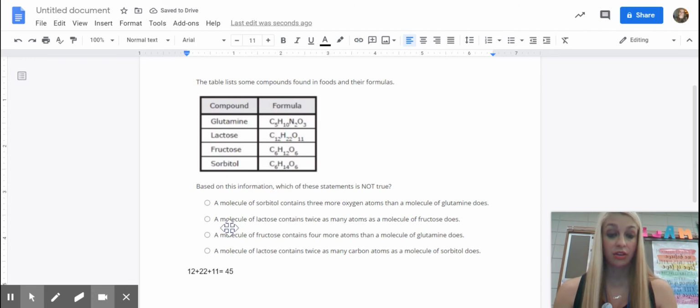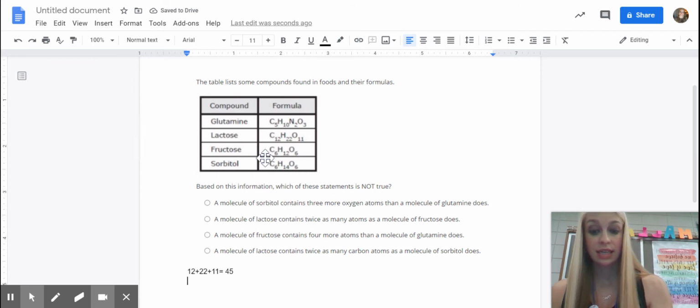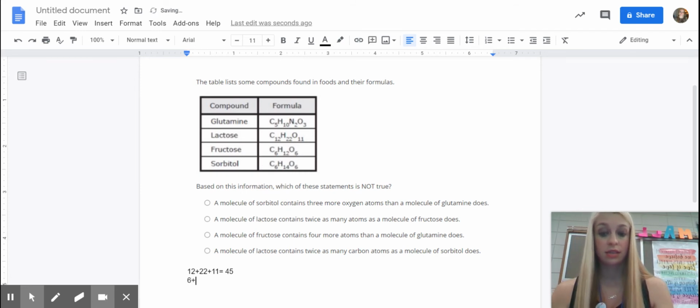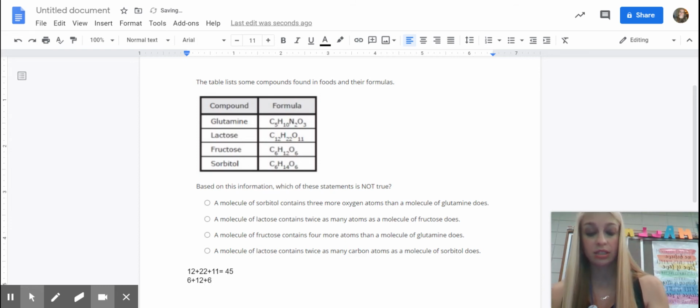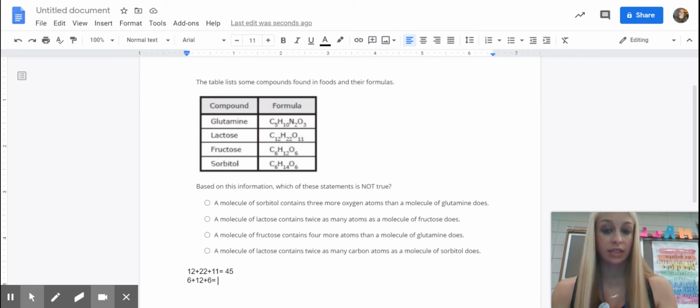This answer choice says that lactose has twice as many atoms as fructose. Twice as many, it has to have double. Let's look at how many fructose has. Fructose has 6 atoms of carbon plus 12 atoms of hydrogen plus 6 atoms of oxygen. 12 plus 6 plus 6 is 24.